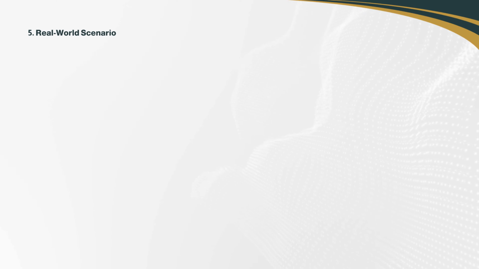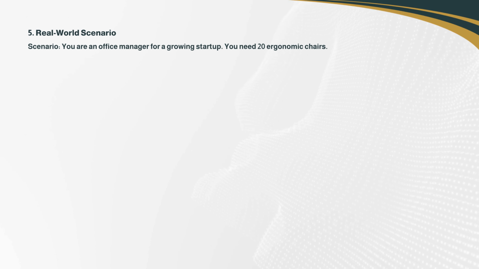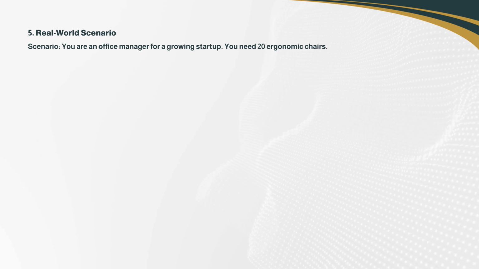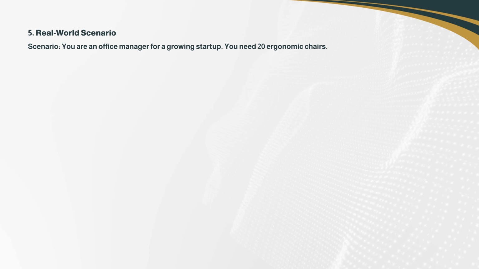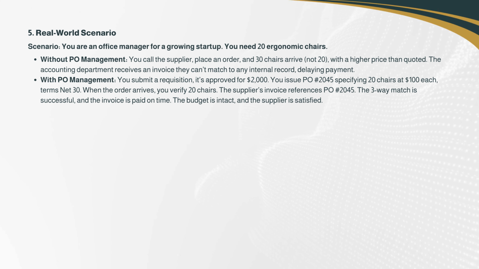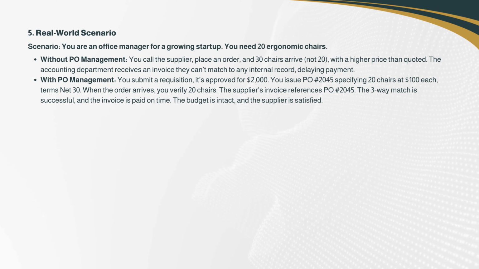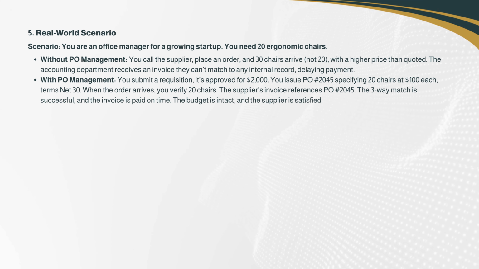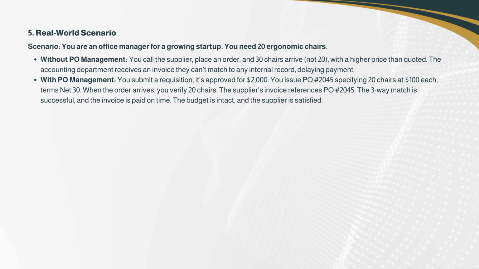5. Real-world scenario. You are an office manager for a growing startup. You need 20 ergonomic chairs. Without PO management, you call the supplier, place an order, and 30 chairs arrive, not 20, with a higher price than quoted. The accounting department receives an invoice they can't match to any internal record, delaying payment.